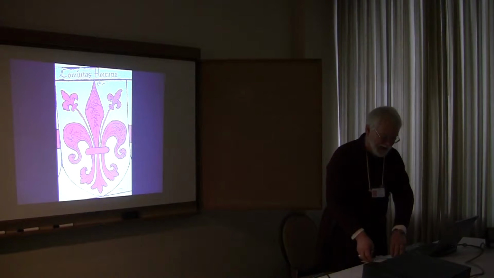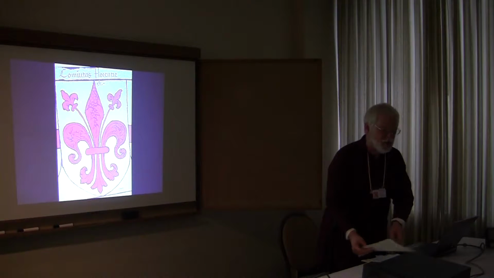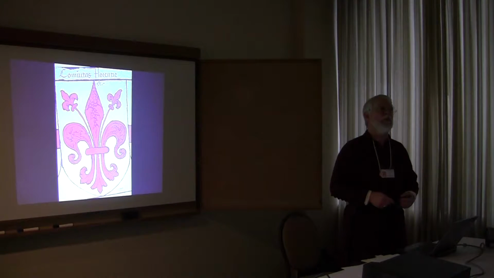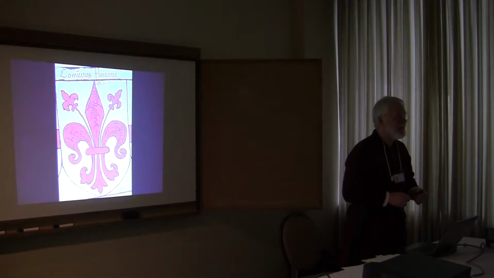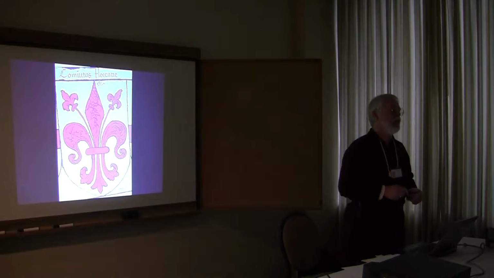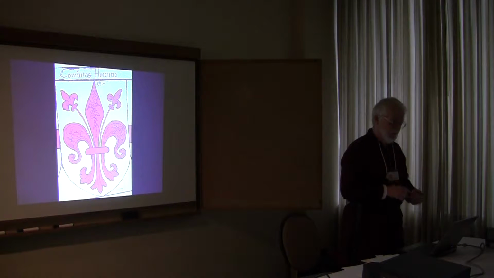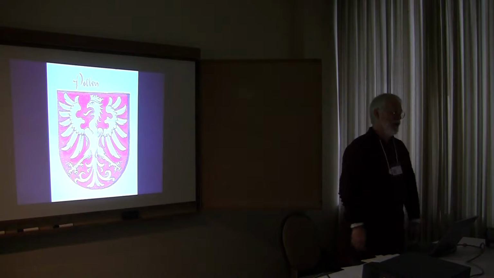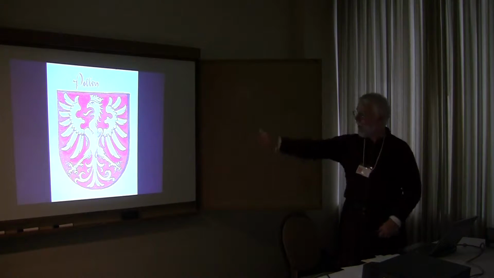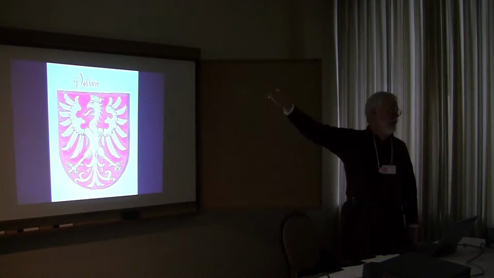What we're going to look at is layout. What we're going to look at is choice of charges. And to a certain degree, tincture choices. And we're going to start with the country that probably exemplifies regional style in Europe more than any other, Poland. These are the arms of Poland. It's an eagle.